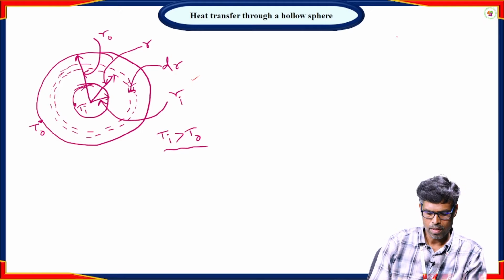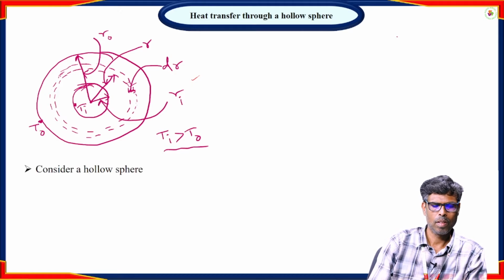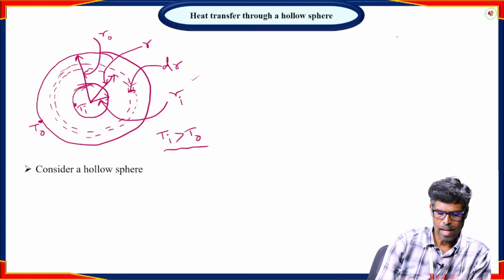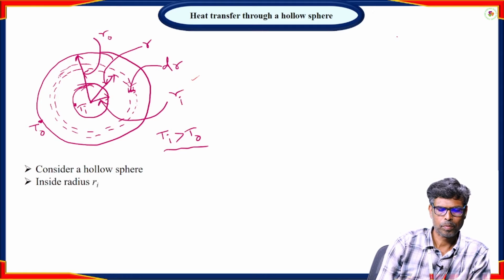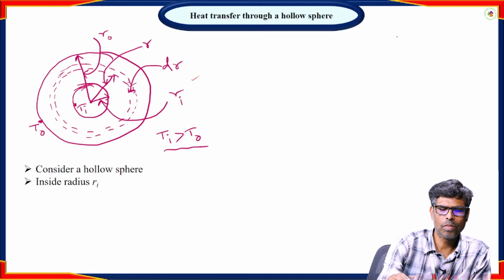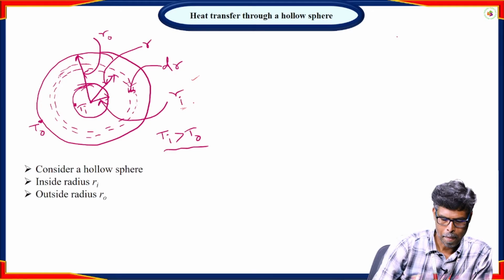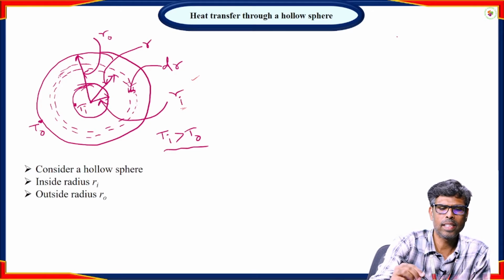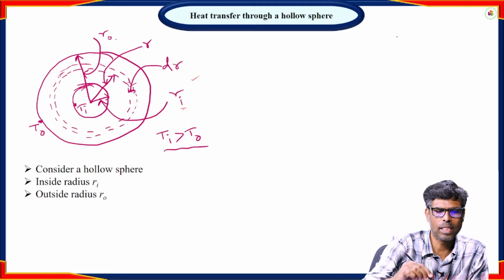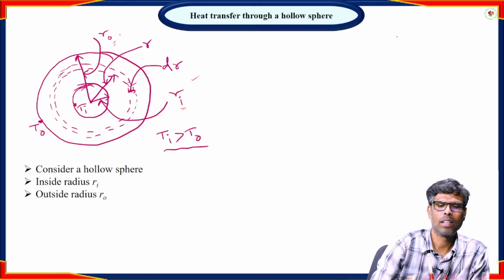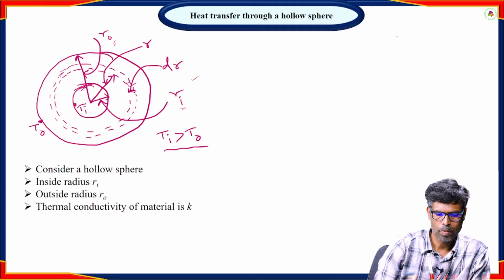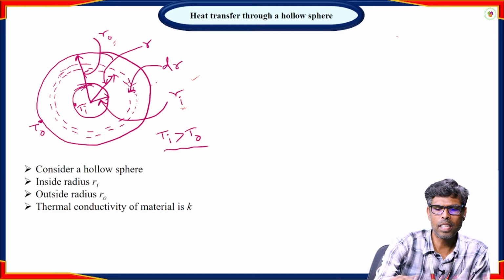Here we considered a Hollow sphere. Inside radius of the Hollow sphere is Ri. Outside radius is Ro. Thermal conductivity of the Hollow sphere is K.